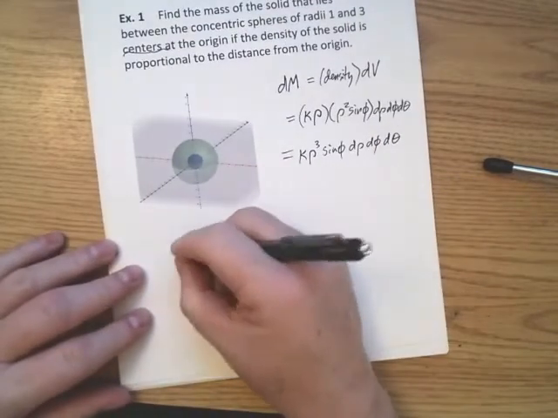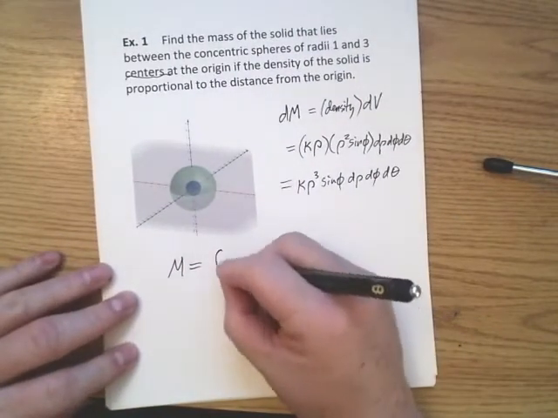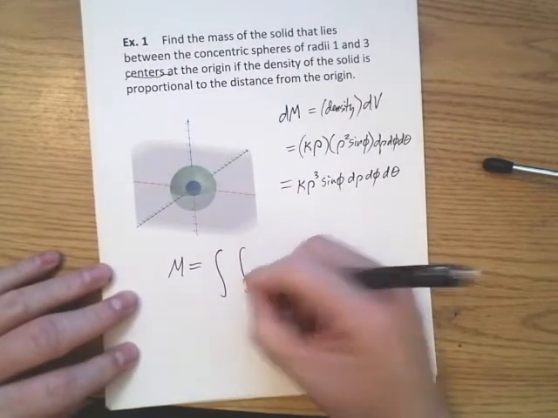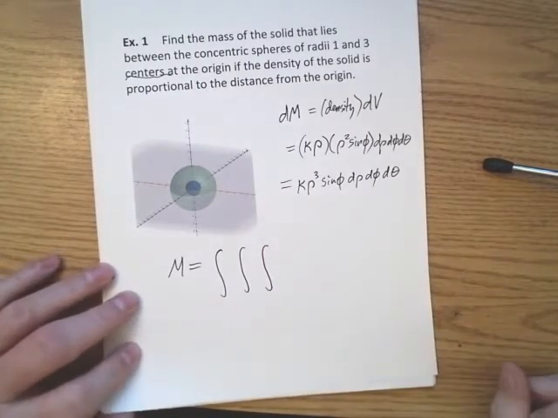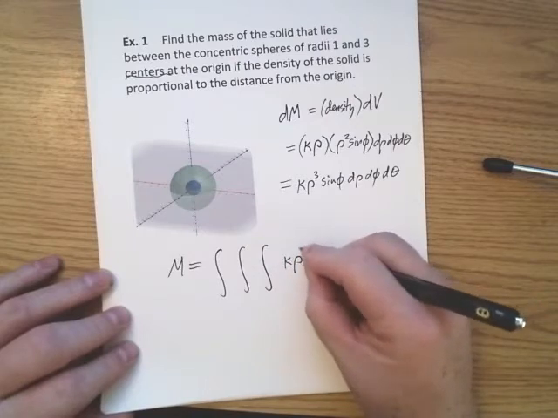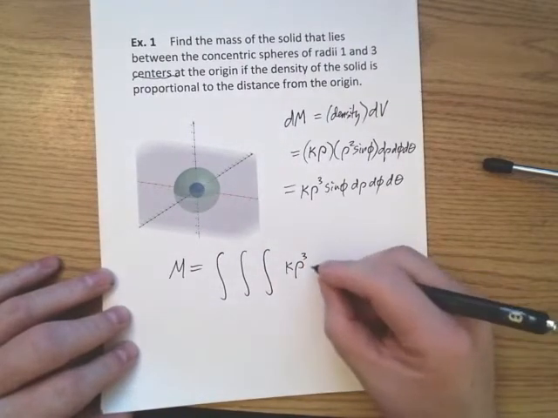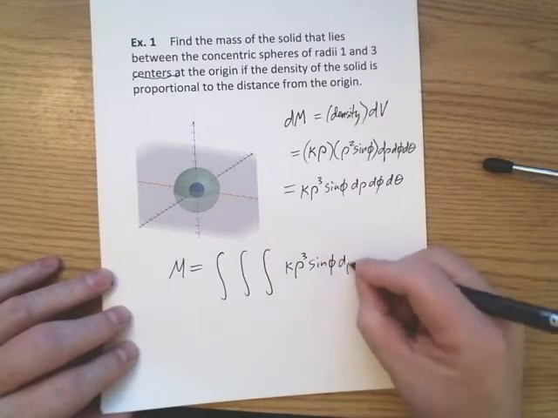Okay, let's go ahead and make a statement. Mass is equal to, now we have to set up the limits of our integration. Since we're dealing with spheres here, you can imagine the limits of integration are going to be really easy on this particular problem, and they are. Let's get our integrand in there first before we do anything else, though.